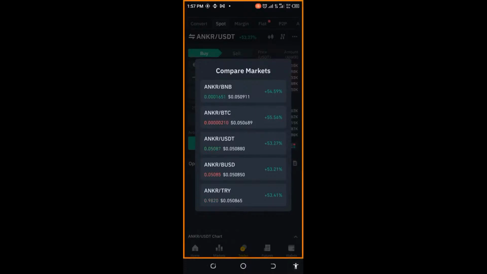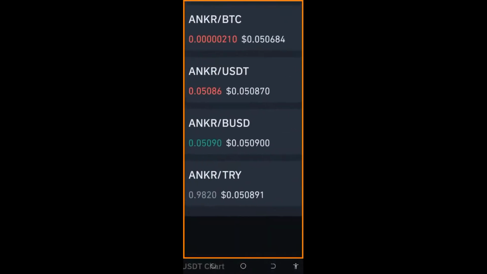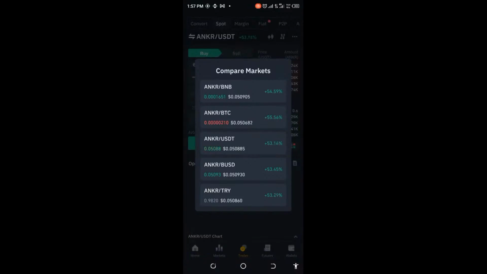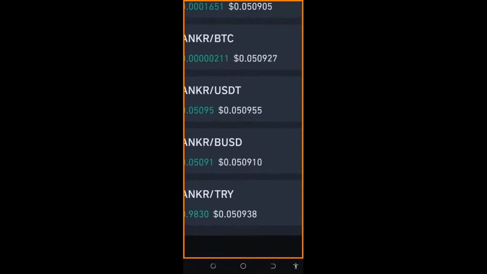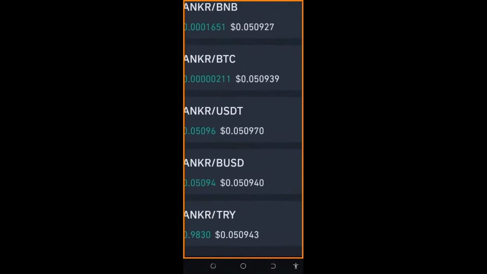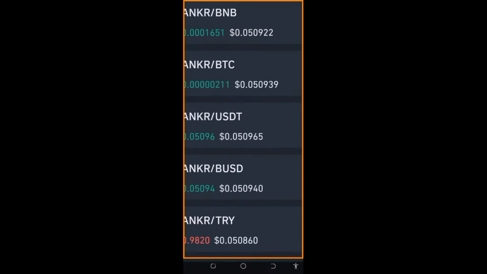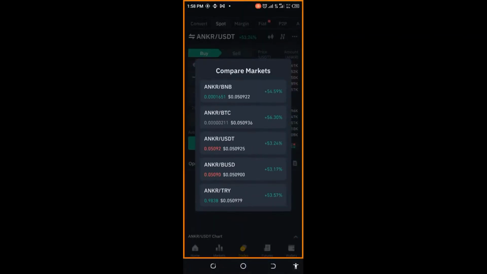Okay, today we're currently on ANKRUSDT. We're actually on the compare markets for ANKR coin, and we're looking at the opportunities that are there. So we're looking at the prices. I can see the prices are rapidly changing, and just for a few moments I've been seeing it change up and down. Yes. So I'm just waiting for it to get to a very considerable range.